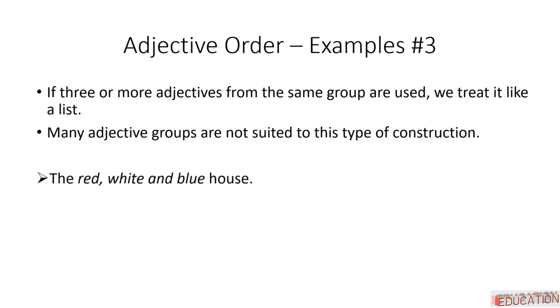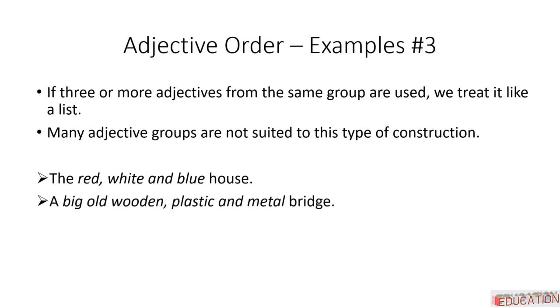So the red, white and blue house. So red, white and blue all come from the color group, and we treat it like a list: red, comma, white, no comma, and blue. And if we have other groups with it, we'll have the big old wooden, plastic and metal bridge.